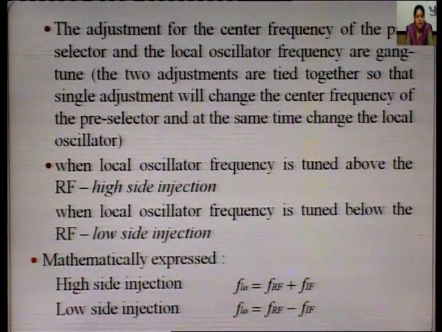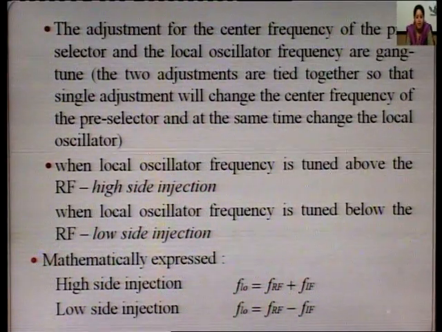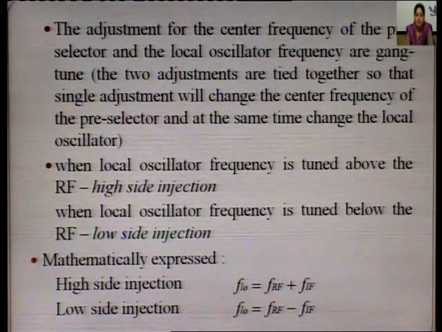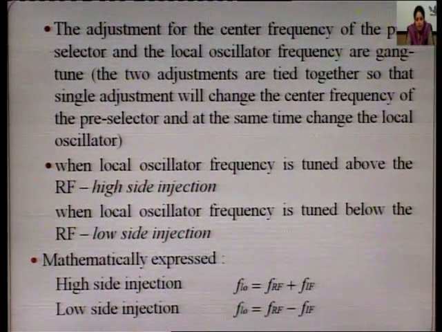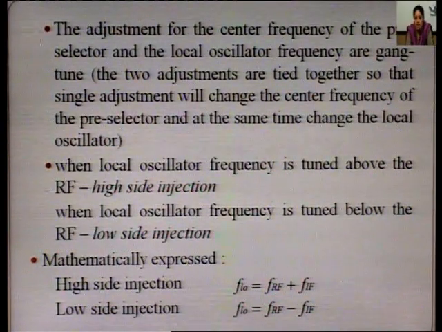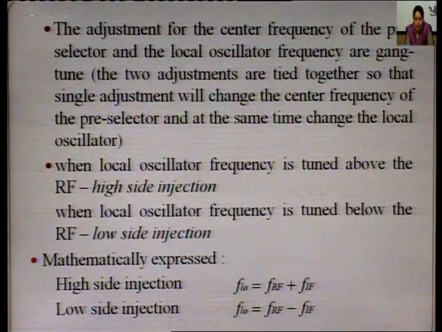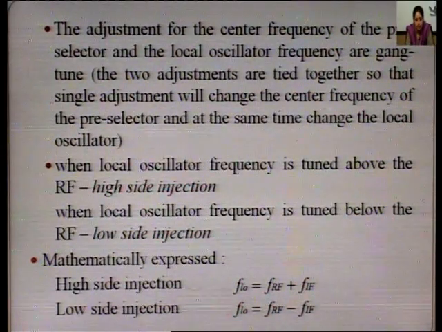So for the adjustment of the center frequency of the pre-selector, the pre-selector and local oscillator frequencies are gang tuned. I have discussed this gang tuning. It is a simultaneous connection between the components, that is, the two adjustments are tied together so that a single adjustment will change the center frequency of the pre-selector and at the same time change the local oscillator. As the frequency of one particular component changes, at the same time the frequency of another component changes. That is why the gang tuning is installed here.